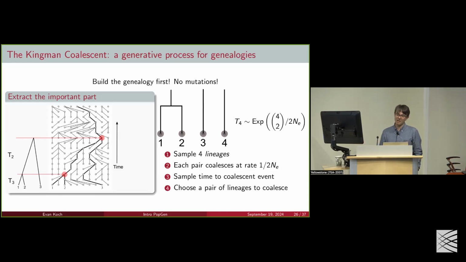So the generating process under what's called the Kingman coalescent is to say, okay, we've sampled, let's say, 4 lineages from the population. Each pair is going to coalesce at a rate inversely proportional to the effective population size. So then we would sample a time to a coalescent event. These are going to be like competing exponential distributions. And then when that coalescent event occurs, we just choose a pair of lineages to coalesce. And you can just apply these rules again and again to generate random genealogies.